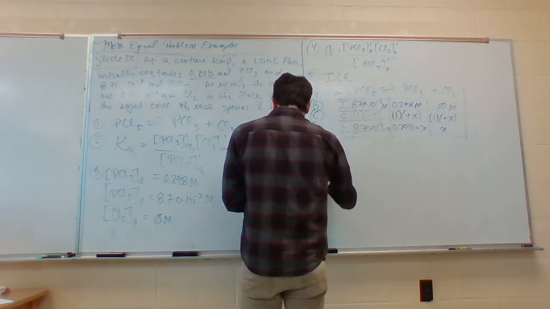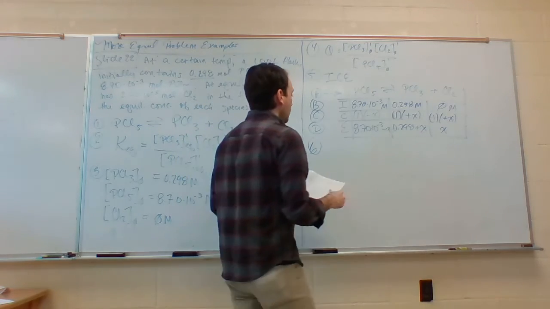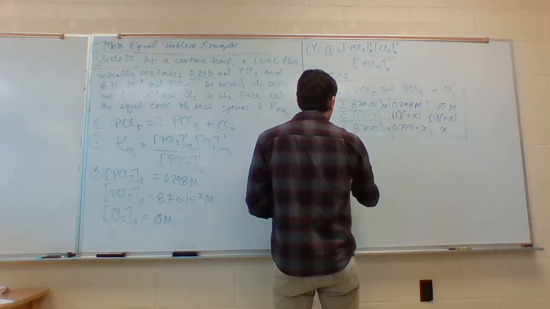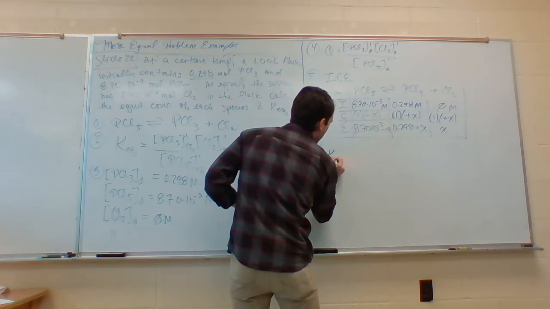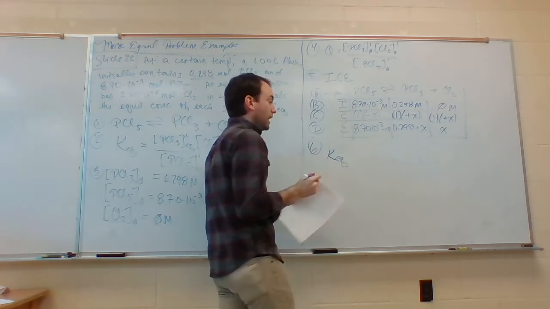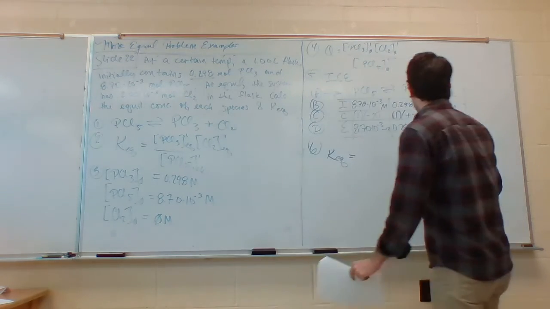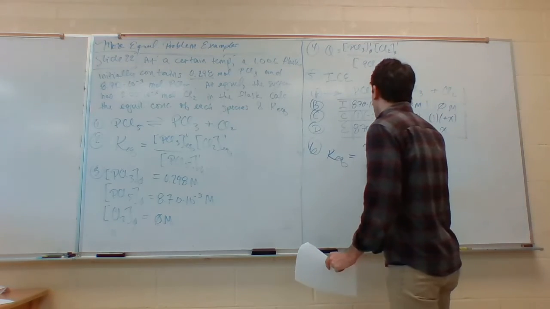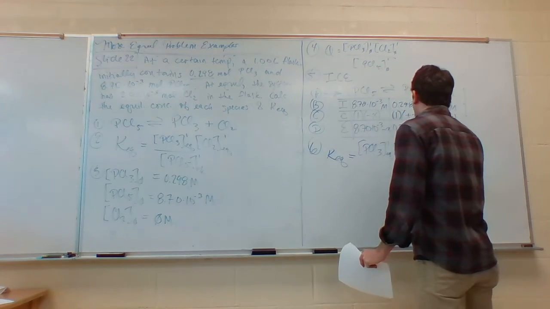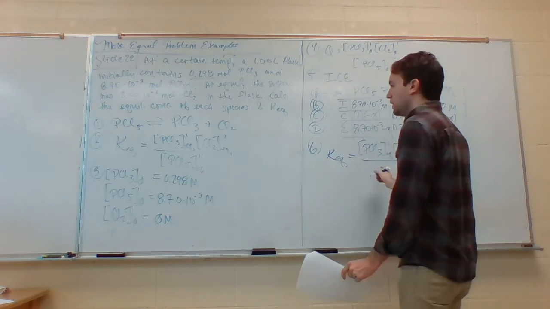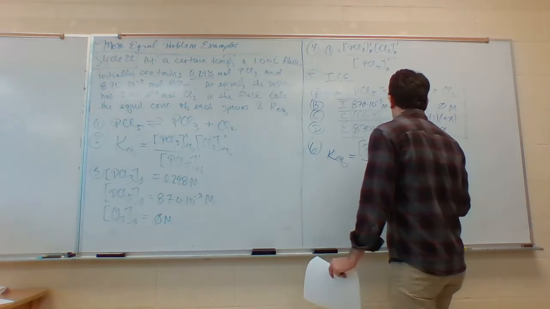Then in part 6, that's when I'm going to set up my equilibrium expression. I have my KEQ. I'm going to set this up using this expression. I have my PCl3 at equilibrium to the first, my Cl2 at equilibrium to the first, all over my concentration of PCl5 at equilibrium to the first.